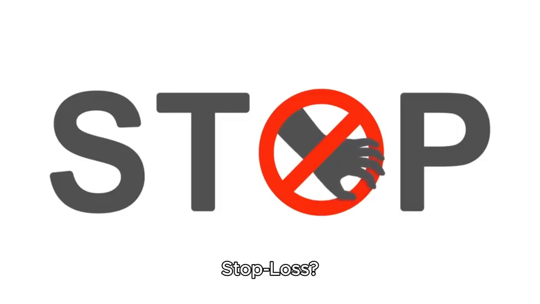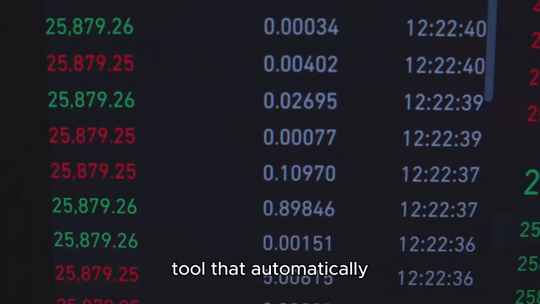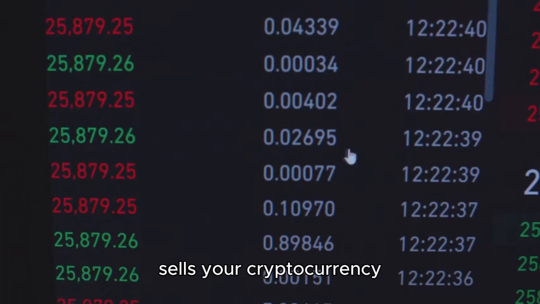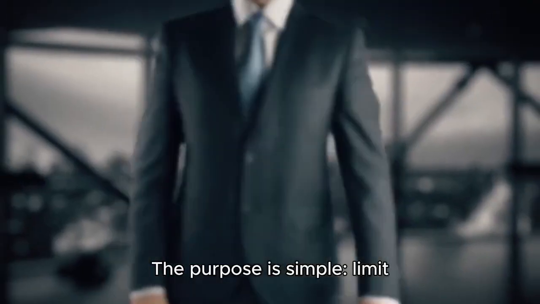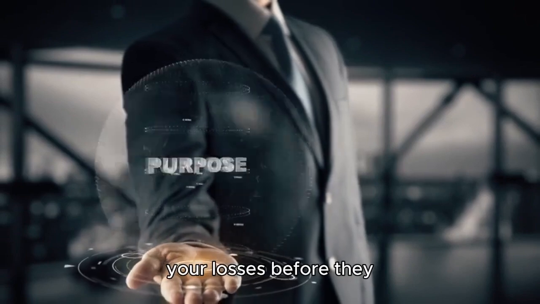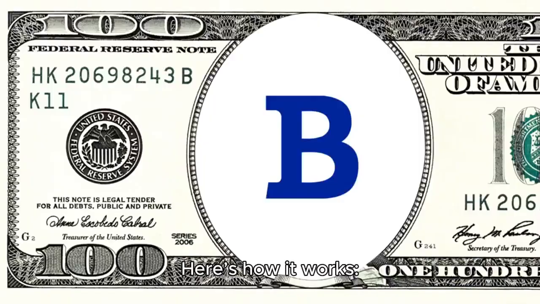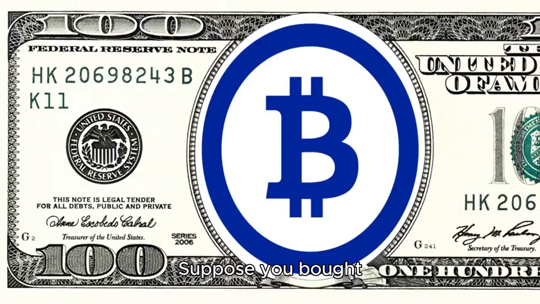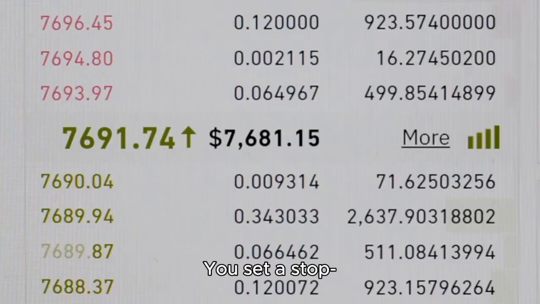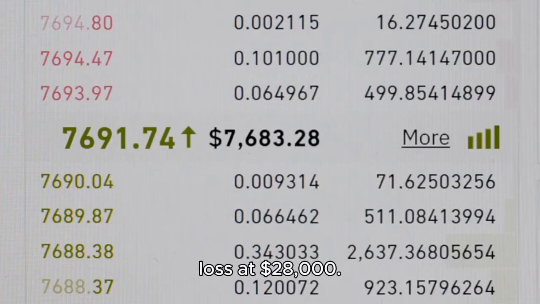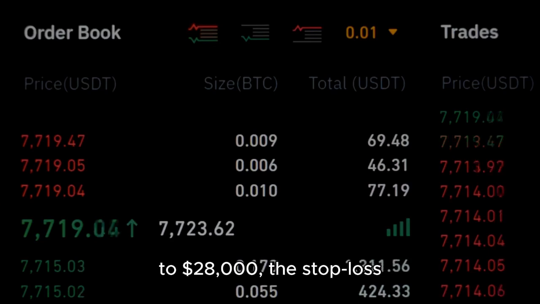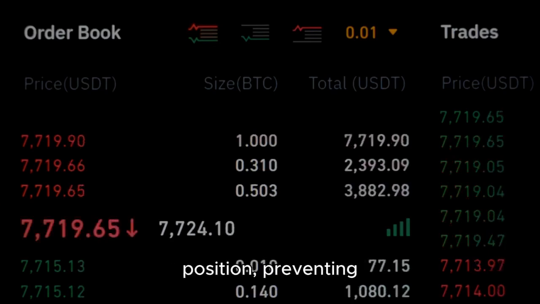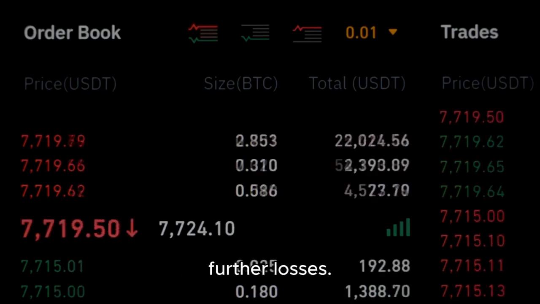Part 1. What is a stop-loss? A stop-loss is a trading tool that automatically sells your cryptocurrency when its price falls to a predetermined level. The purpose is simple: limit your losses before they spiral out of control. Here's how it works. Suppose you bought Bitcoin at $30,000. You set a stop-loss at $28,000. If Bitcoin's price drops to $28,000, the stop-loss automatically sells your position, preventing further losses.